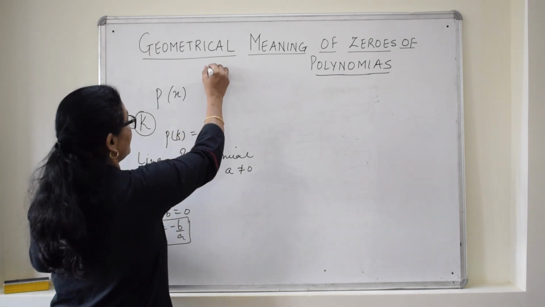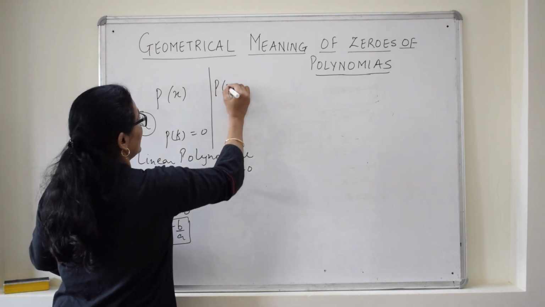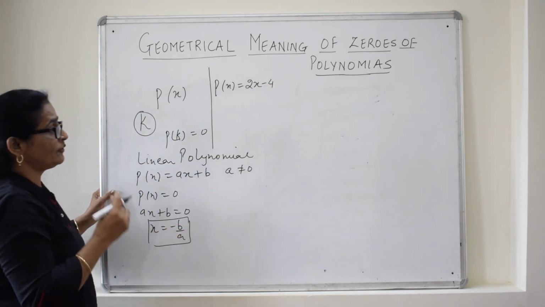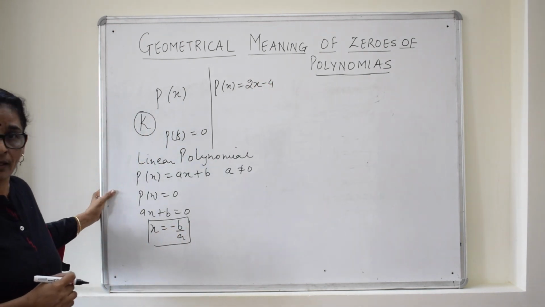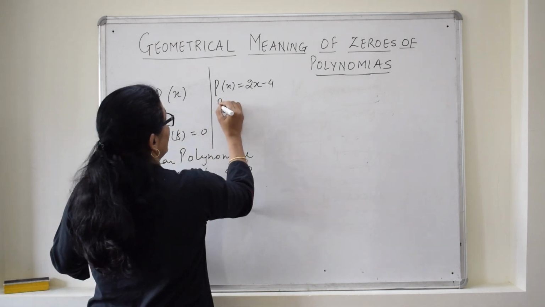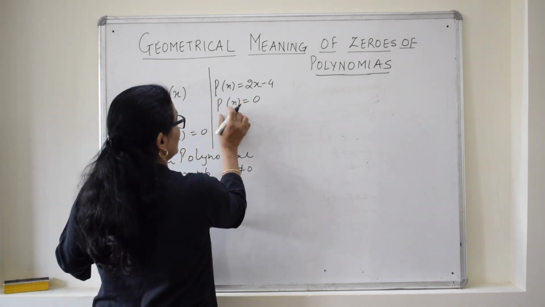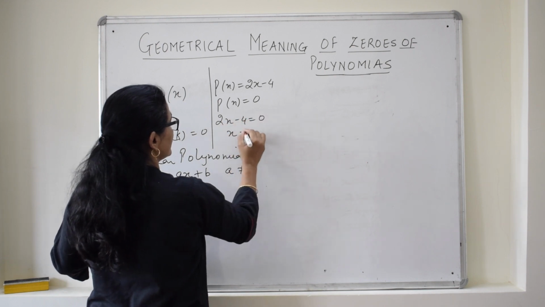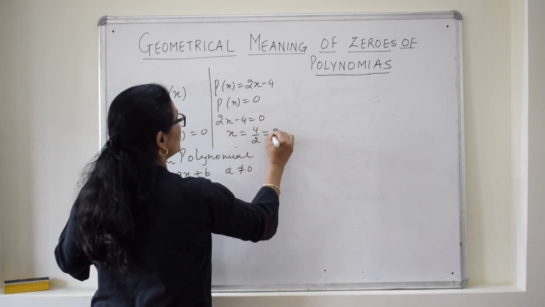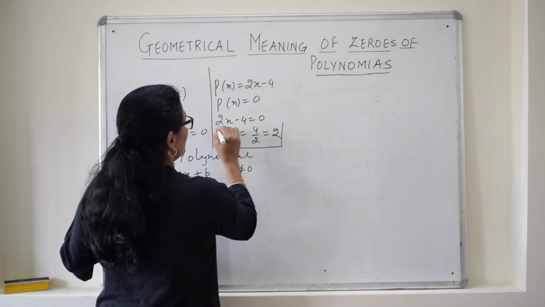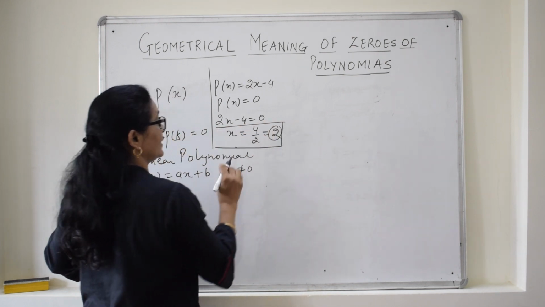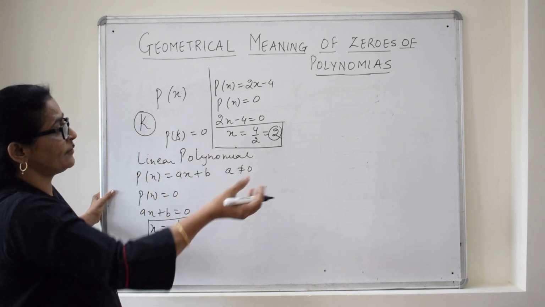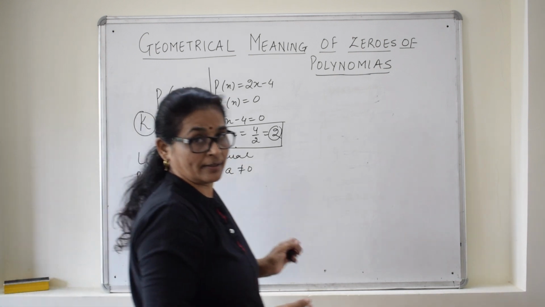If we take a specific example, p of x is equal to 2x minus 4. And if we discuss the zero of this polynomial, then by making it a polynomial equation, we can easily get the value of x as 2. This value of x is, algebraically, we can say, the zero of the polynomial. The same thing, if we have to represent geometrically.